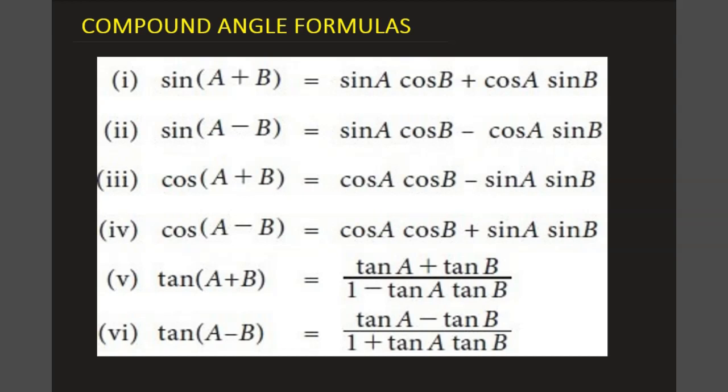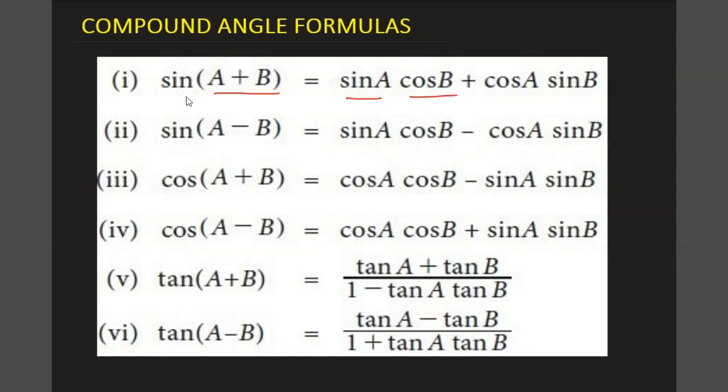Hi guys, in the previous video lesson we covered co-function identities that help us solve trigonometric questions. In this video lesson we will learn about compound angle formulas. Compound angle formulas are used when we have to find a trigonometric ratio for an angle that has been split up into two parts, and then we can split their trigonometric ratios like this.